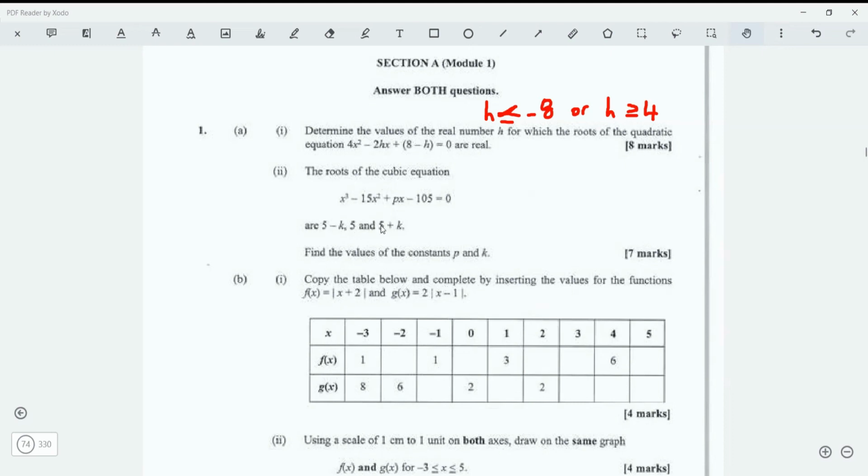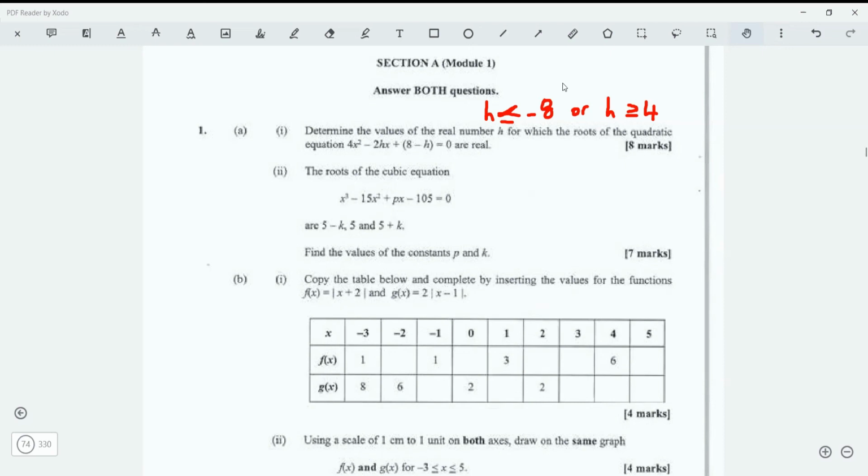You can either use the factor theorem, or which other way can you use? Which other way can you use, sir, for this question, part 2? You can use the sum and product of roots. You can use the factor theorem. All right, those are the two ways you can do this one. So anyways here, just for practice, we're going to do it both ways, all right?